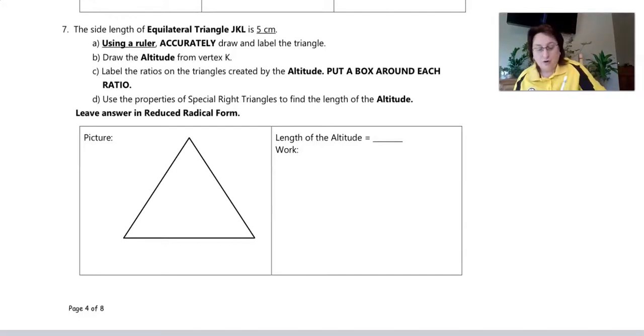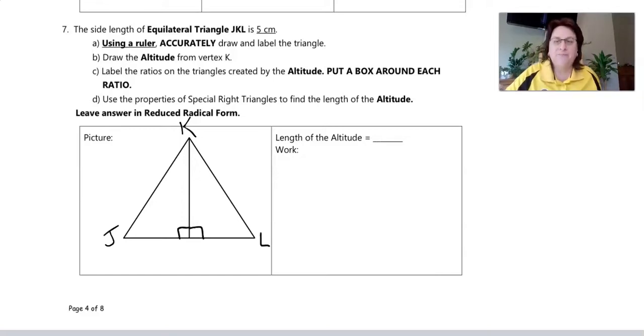So when you draw it, you're also going to label it. Let me go back here. I'm also going to label it. I have J, K, and L. So that's what it looks like. Notice then the next thing says, draw the altitude from vertex K. Refresher, altitude starts from a vertex and is perpendicular to the opposite side. So we're going to draw the altitude from K and it is perpendicular to the other side. So that means that it's perpendicular on this side, perpendicular on that side.